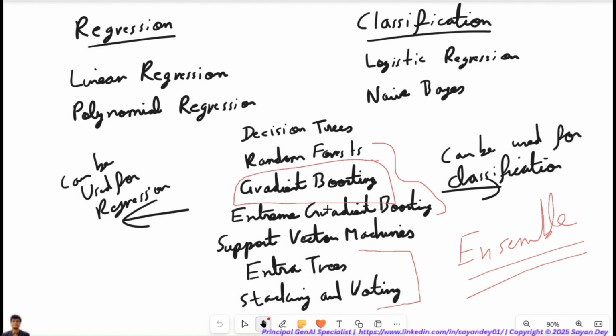So at a very high level, what is this ensemble thing? What is the meaning of ensemble? Something I was mentioning yesterday also. Ensemble refers to a group. Ensemble means a crowd. Wisdom of the crowd. That's the way we can understand the meaning of an ensemble. So you have a group of models that you're taking.